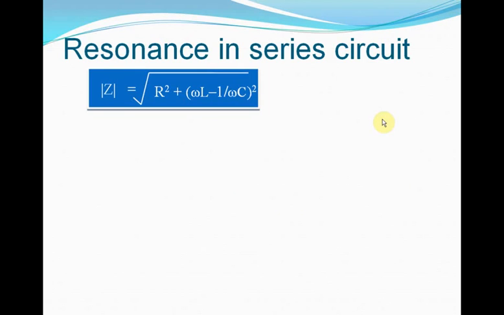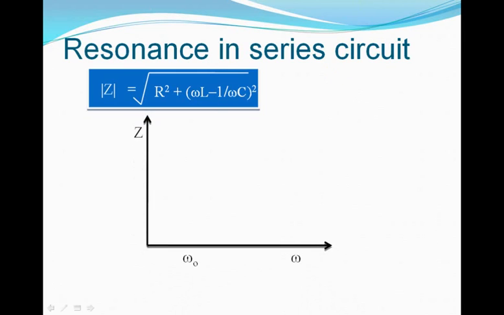There's a special phenomenon called resonance that occurs in both series and parallel AC circuits. What is this resonance phenomenon? You see, we know that the magnitude of Z is square root of R squared plus (XL minus XC) whole squared, that is, (omega L minus 1 upon omega C) whole squared.